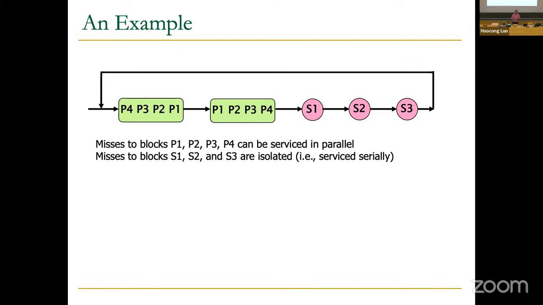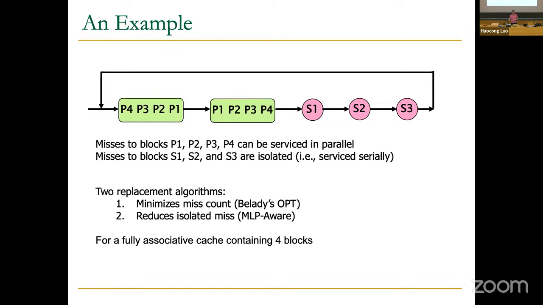Okay, now let's take a look at two replacement algorithms, one that minimizes the miss count optimally, which is Belady's optimal. If you remember, Belady's optimal replacement policy replaces the block that's going to be referenced furthest into the future. And that's why it's optimal; you can prove it. And we're going to also look at the MLP-aware policy, as we call it, that actually targets these isolated misses and tries to keep blocks S1, S2, and S3 in the cache. And we're going to look at a fully associative cache containing only four blocks, a single set, if you will. You can also think about it that way.